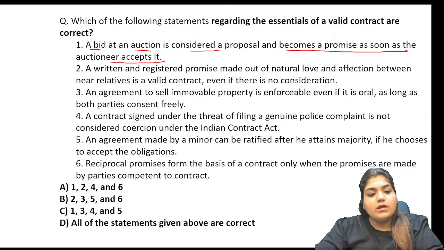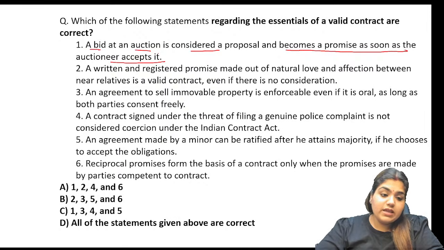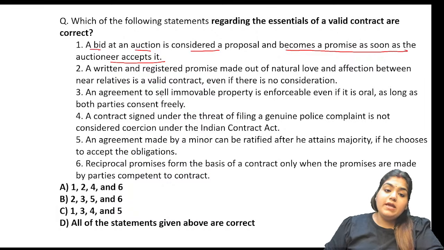Statement number 3. An agreement to sell immovable property is enforceable even if it is oral. For an agreement to sell immovable property, it is mandatory that you write it down. Sale deed should be written and registered. Statement number 3 is incorrect. The moment statement number 3 is incorrect, we get A as the correct answer.